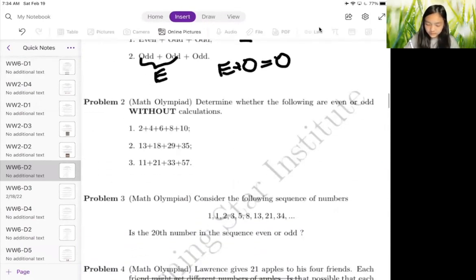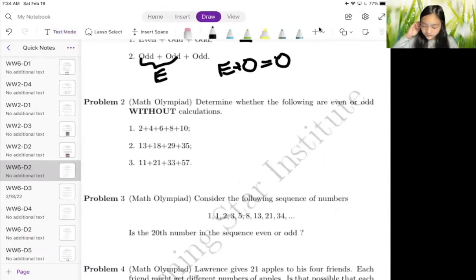Problem 2. Determine whether the following are even or odd without calculations. For number 1, it's 2 plus 4 plus 6 plus 8 plus 10. All of these are even, so it is even plus even plus even plus even plus even. No matter how many evens there are, if you add them up, it will always equal even.